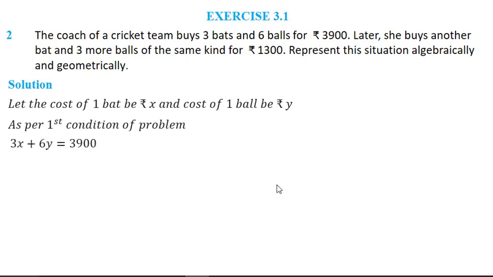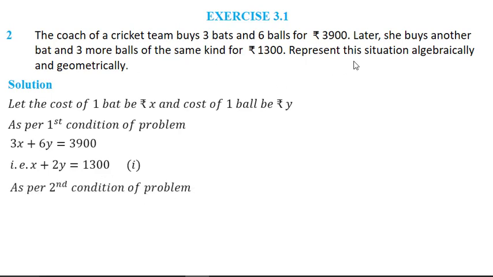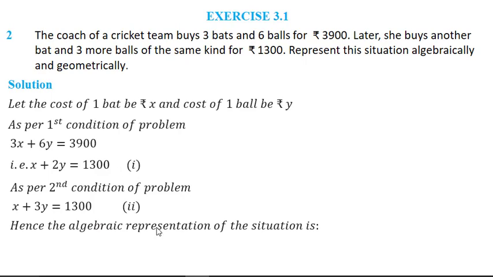So as per the first condition I will say 3x plus 6y equals 3,900. Now I can reduce this equation further by dividing by 3. I will get x plus 2y equals 1,300, and as per the second condition, she buys another bat, that is x, plus 3 more balls, 3y, and again the same amount, that is 1,300. So I have two equations, hence the algebraic representation of the situation is x plus 2y equals 1,300 and x plus 3y equals 1,300.